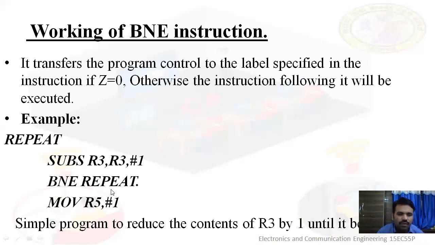Now, a piece of code I have used will make sure that R3 contents will be 0. So here, the SUB instruction each time will decrement the register contents by 1. So whenever register contents are not equal to 0, the zero flag will not be equal to 1. So it will take the control back to repeat. Again, the SUB instruction will reduce the R3 contents by 1. Again, if R3 is not equal to 0, BNE will take the control back to repeat. Whenever R3 becomes 0, the zero flag will be 1. This BNE will not take the control back to repeat. Then MOV R5, #1 will be executed at the end.